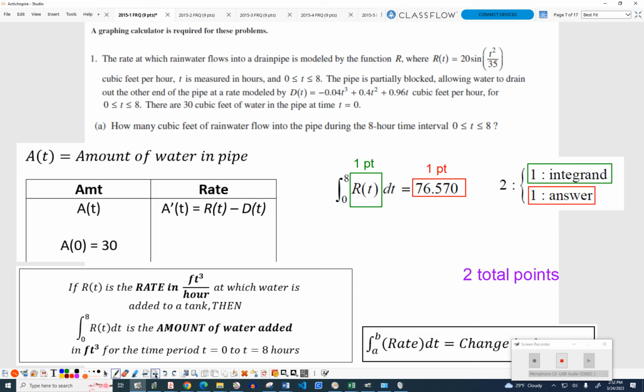Does units not matter on this? So what units you want didn't count on this one. I think it's always a good idea to include them, but they did not grade them, so don't worry about it. Okay. So grade your pile, please.